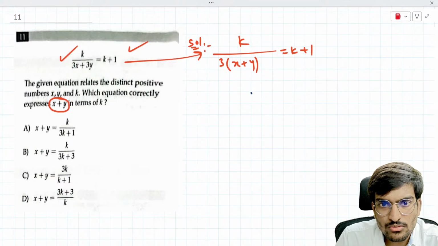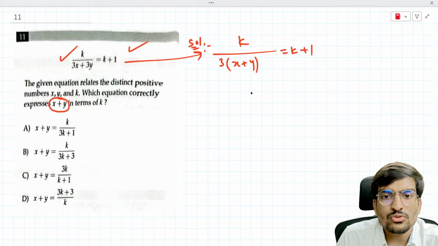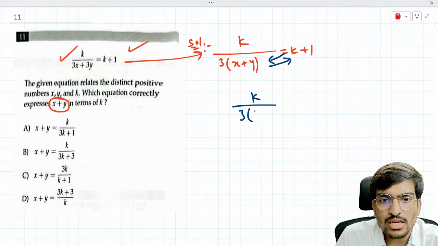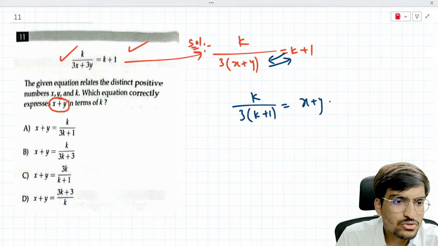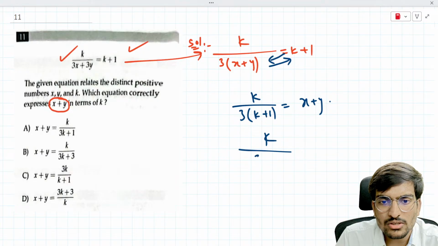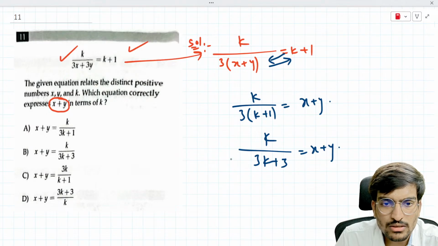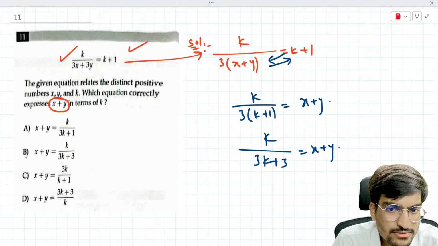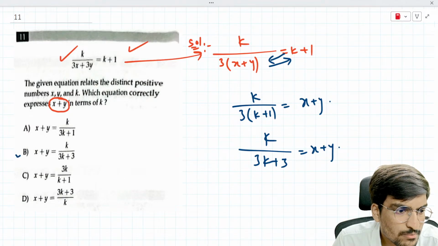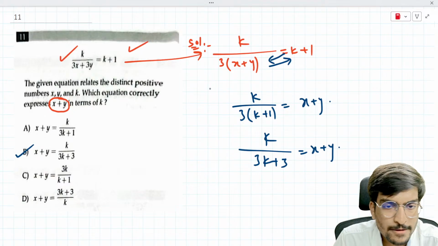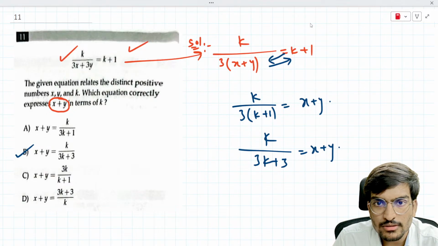So now we have to get the value of x. So what we can do, this k and then 3 into, just switch these terms. So k plus 1 here, that equals x plus y. So k by 3 into k plus 1, and we have to multiply the denominator, 3k plus 3, that equals x plus y. 3k plus 3, that's option B. Yeah, I can see both of you saying B.